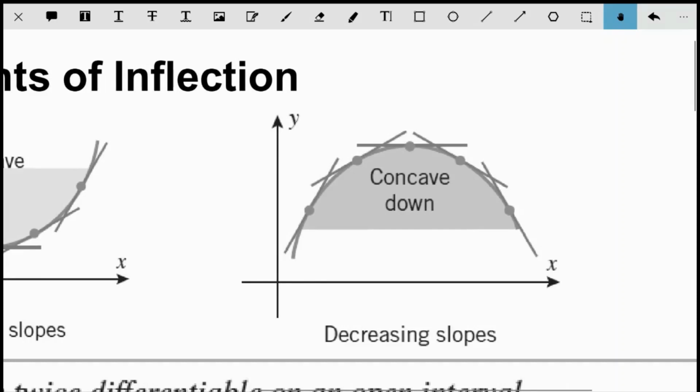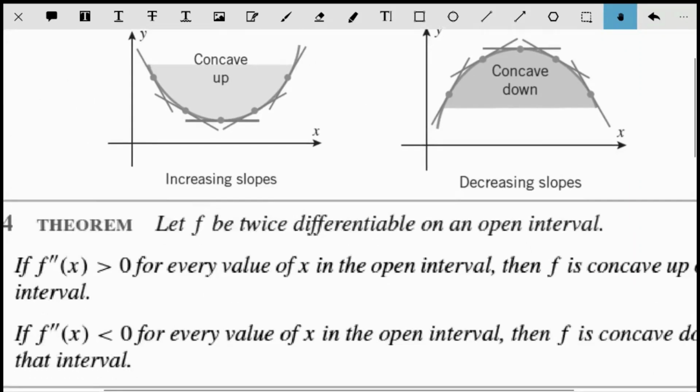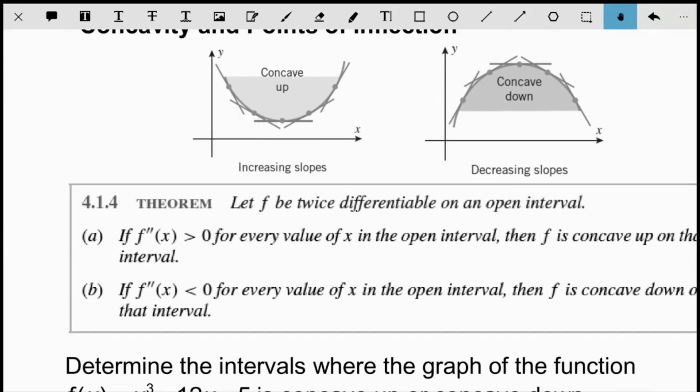Same thing with concave down. You can see that we started with a positive slope, and then we're slowly becoming closer to 0, so we're decreasing, and then it becomes more and more negative. So the slope continues to decrease. Okay, so in general, if our second derivative is greater than 0 on an interval, we're going to be concave up. If the second derivative is less than 0 on an interval, we're going to be concave down.